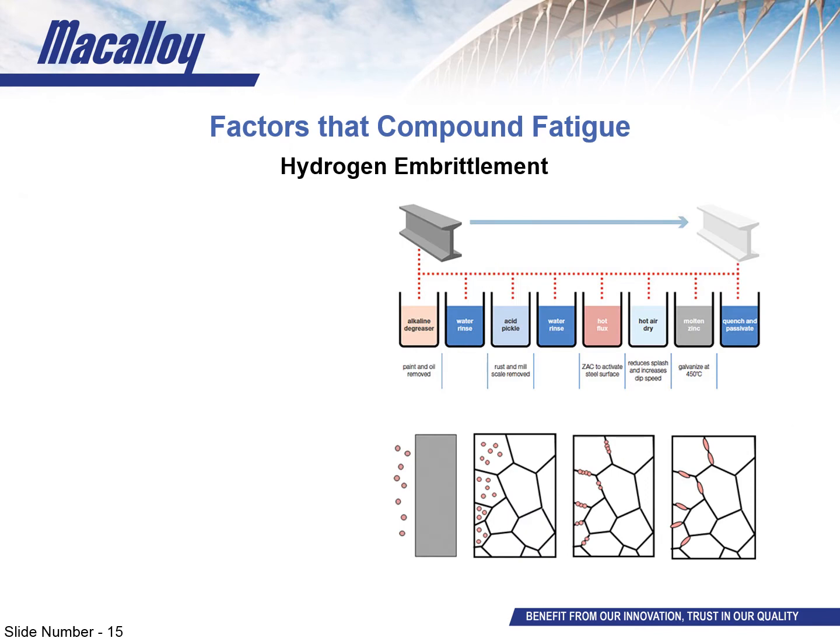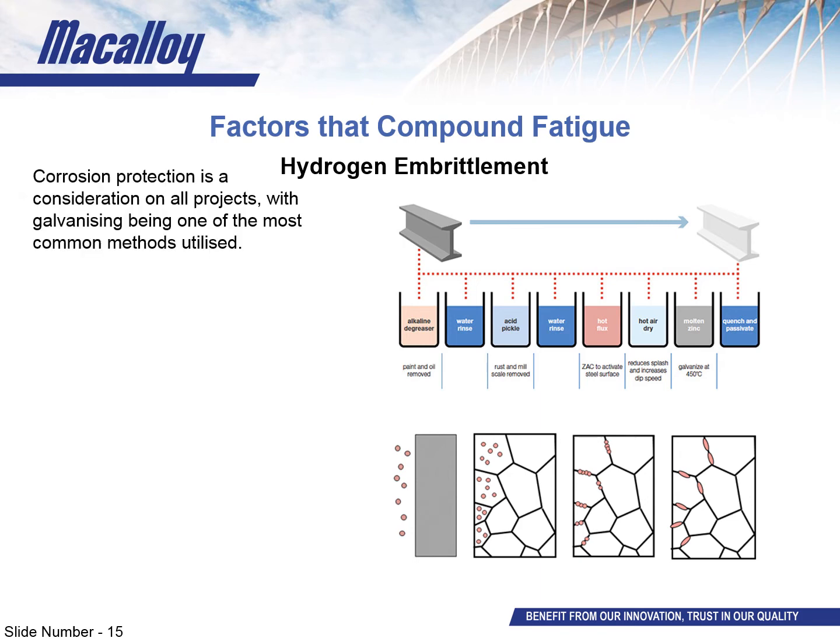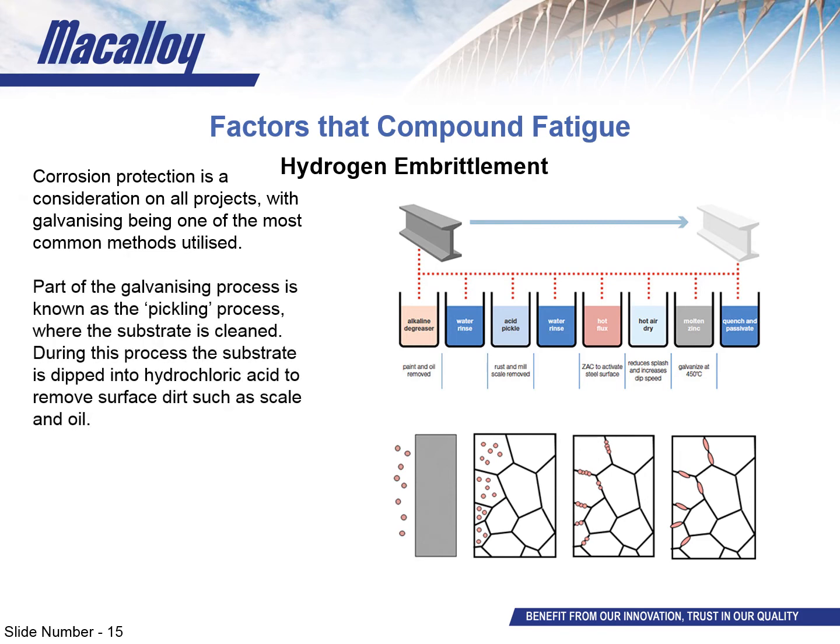Another factor of the material itself that needs to be accounted for in fatigue is the potential for any hydrogen embrittlement. When it comes to the material on site, yes, it does need some kind of corrosion protection, and galvanizing is probably the most common use for steel. However, in the galvanizing process, there is a step known as the pickling step, which is essentially an acid cleaning of the substrate before it's galvanized. This can be observed as step 3 on the upper image.